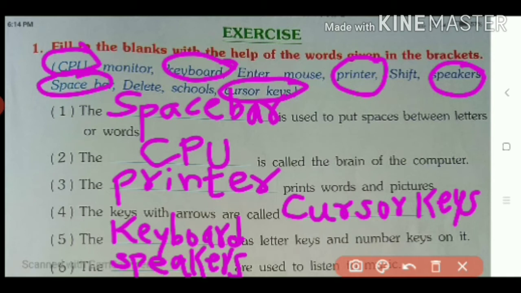So what we had seen, the space bar is used to put space between letters or words. Second, the CPU is called the brain of the computer. Third, the printer prints words and pictures. Fourth, the keys with arrows are called cursor keys. Fifth, the keyboard has letter keys and number keys on it. Sixth, the speakers are used to listen to music. So you take the screenshot.